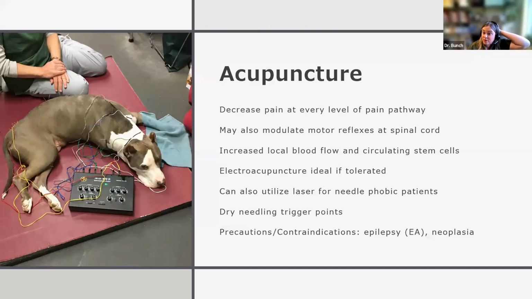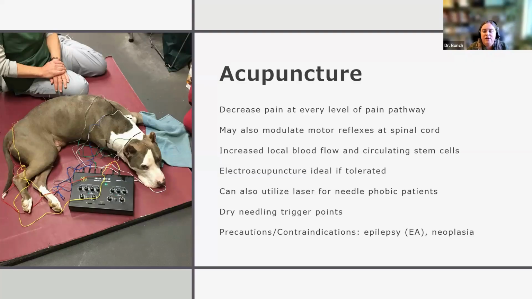Acupuncture. So acupuncture, another one of my favorite modalities to use for pain, especially because I can use it for pain anywhere, which is great. It decreases pain at every level of the pain pathway. This is going to help locally, segmentally at the spinal cord level and centrally. This is working primarily through the gate theory of pain, asserting that if we give this painful input or stimulus, it's going to close the nerve gate, essentially blocking that ascending transmission of the pain signal to the brain. We also see an increase in endogenous opioid and serotonin, which is great.